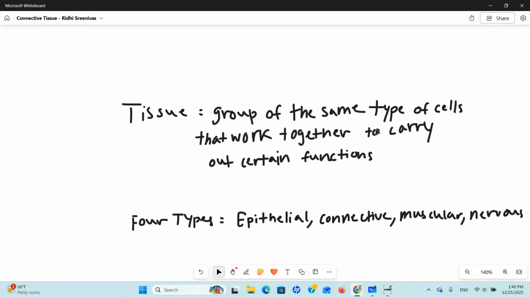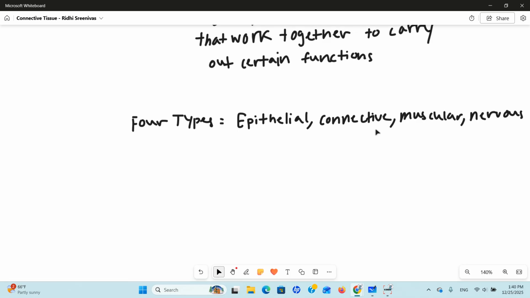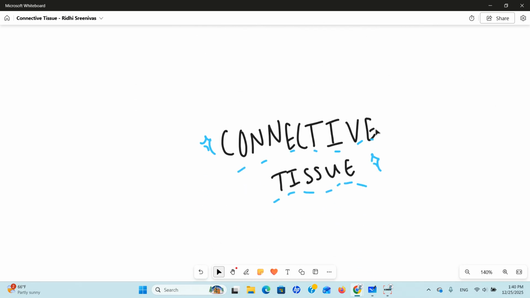So, to review, a tissue is a group of the similar or same types of cells that work together to carry out certain functions. And the study of tissues is called histology. Now, there are four main types of tissues in the human body that we're going to be focusing on in this series, which are epithelial tissue, connective tissue, muscular tissue, and nervous tissue. And today's focus is connective tissue.